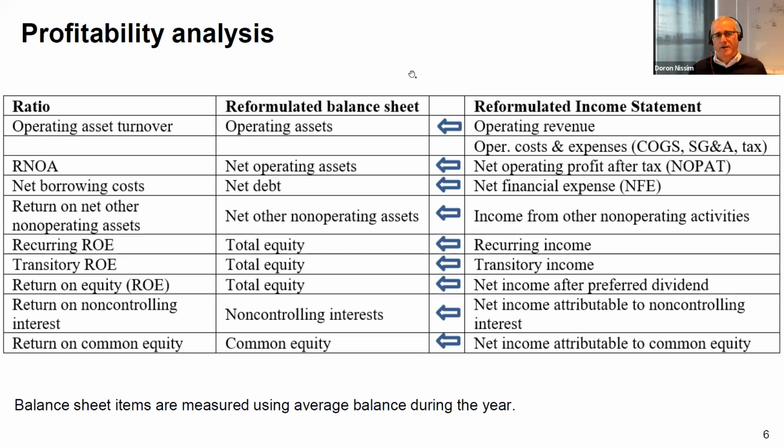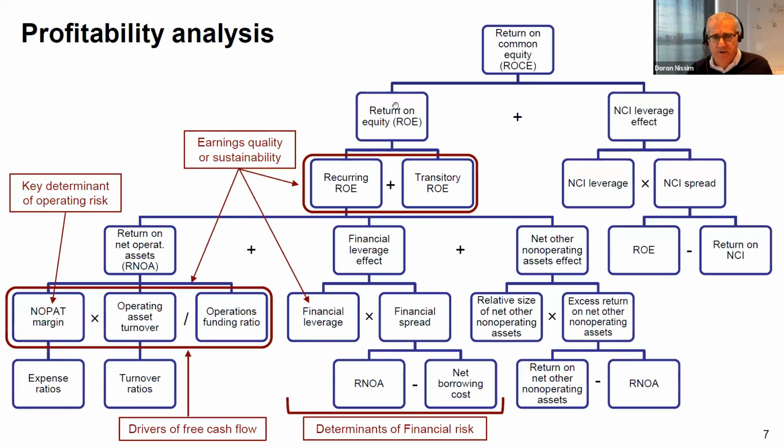So I reformulate the balance sheet, I reformulate the income statement, and then we have these key ratios. Basically, what I have here is a decomposition of return on equity. There is the effect of non-controlling interest. For most companies, this is not interesting because non-controlling interests are not very significant, but for some they are. And then it's important to examine them because return on common equity and return on equity are going to be quite different in those cases. So most of the time, this branch is not relevant.